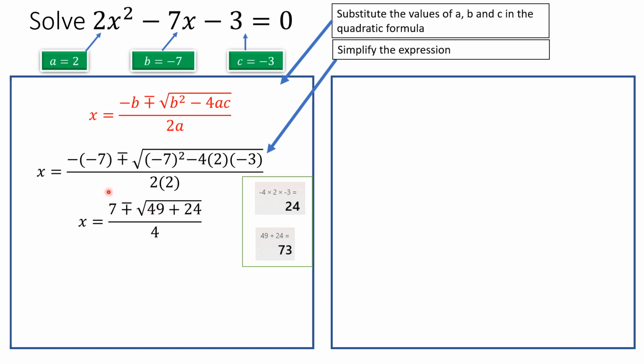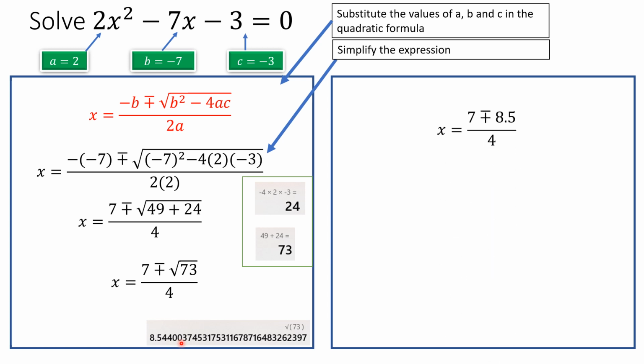And here you have a positive 7 because a negative times a negative gives you a positive. So x is equal to 7 plus or minus the square root of 73, all divided by 4. This 73 comes from the sum of these two numbers. The next step is to find the square root of 73, which gives you 8.5444. We don't want to write all those numbers, so we're going to round it off to one decimal place.